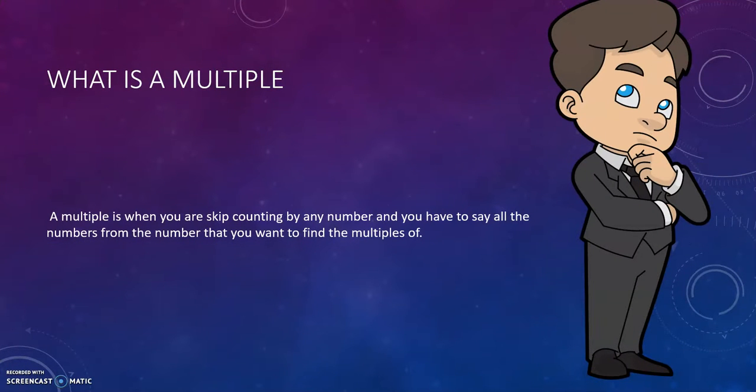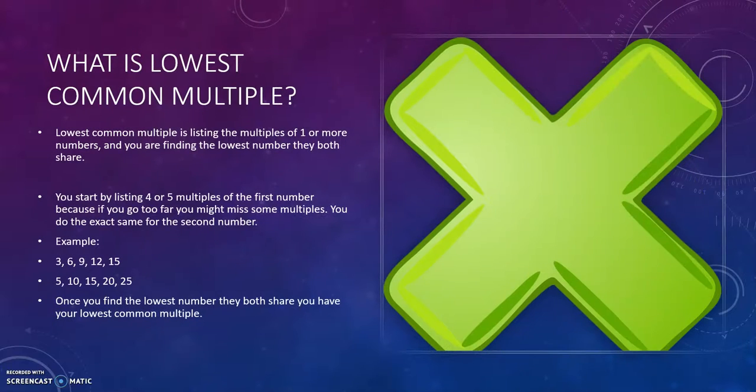What is a multiple? A multiple is when you're skip counting by any number and you have to say all the numbers from the number that you want to find the multiples of. What is lowest common multiple? Lowest common multiple is listing the multiples of one or more numbers and finding the lowest number they both share.